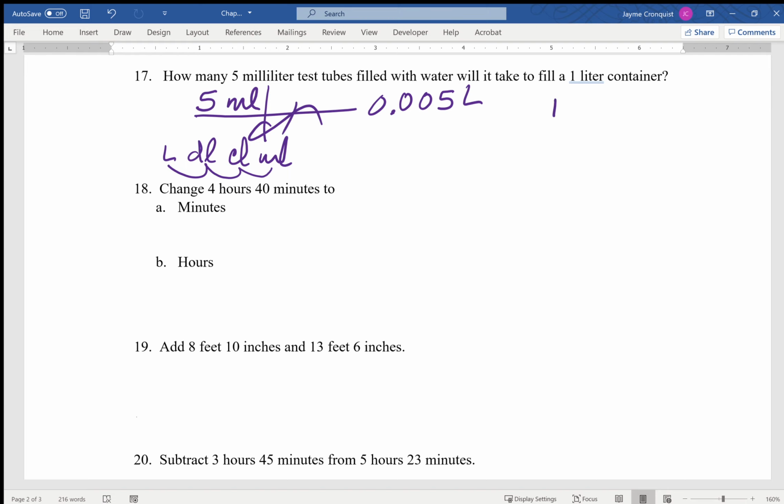So we take 1 liter and we divide it by how much water in each test tube, and that's going to give me how many test tubes it takes. 200.